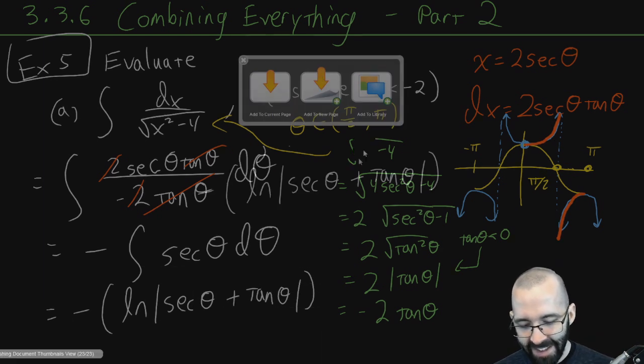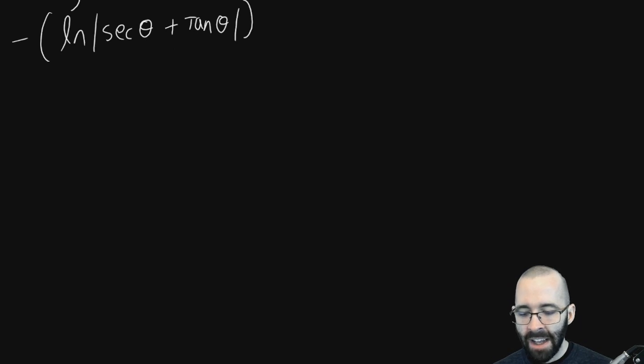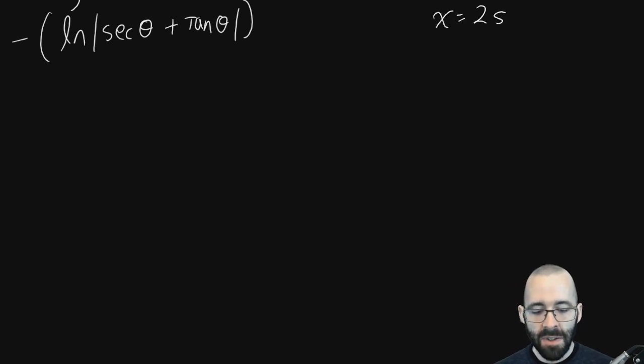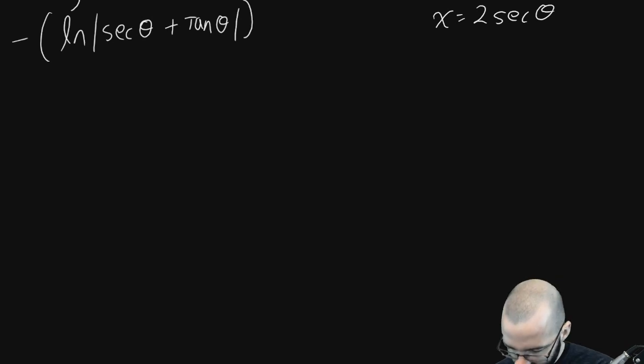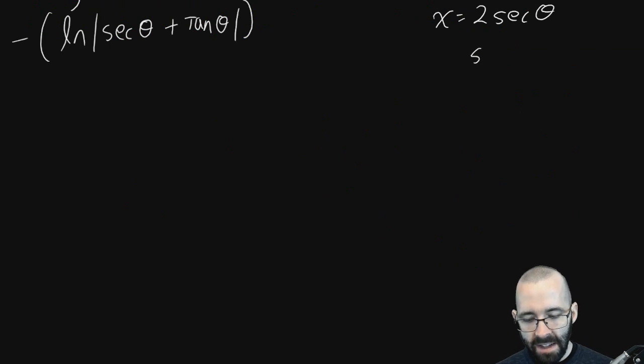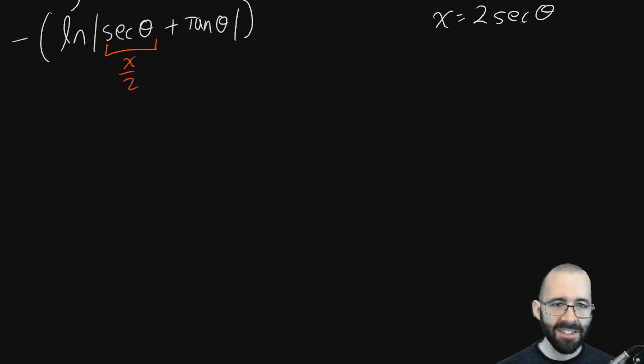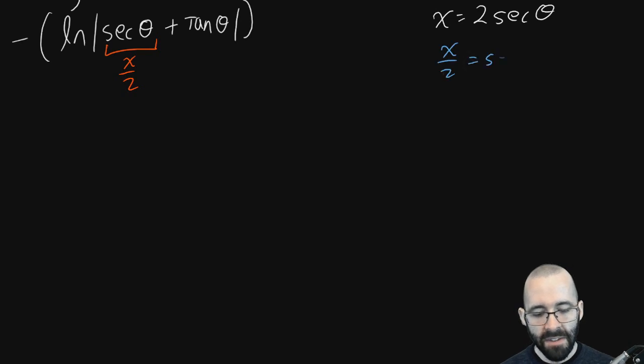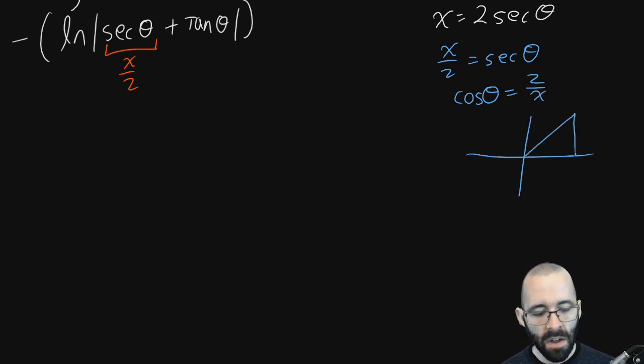I'm sure you're bored. Okay, so if we have that, and again, we're remembering that x was 2 secant of theta, that tells us that secant of theta is x over 2. And it tells us something about tangent of theta. What does it tell us about tangent of theta? Let's go off to the side. We know x over 2 is secant of theta, which means that cosine of theta is 2 over x. Draw a reference triangle.